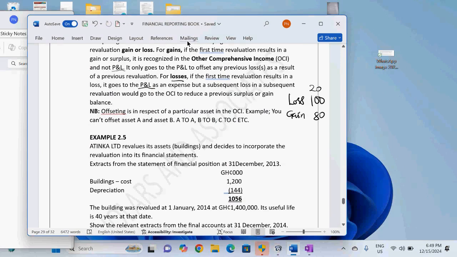Let me see if I can take a screenshot and share it to the group. Please consider. Are you done reading?